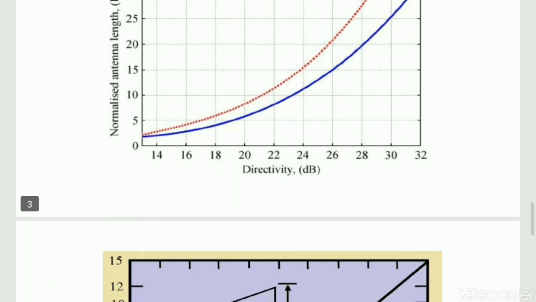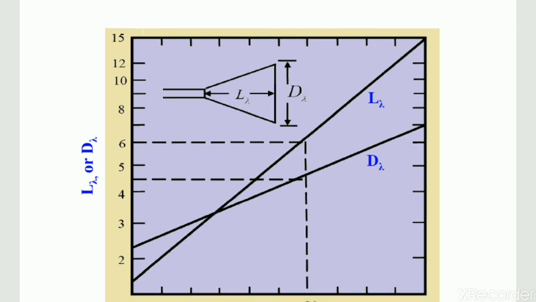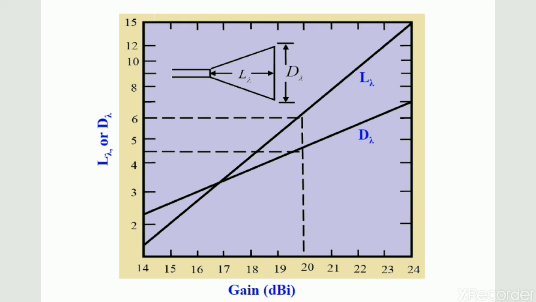So the next graph again shows the relation with capital L, which is the axial length. We can see it from this figure. One small geometrical figure is drawn in this plot, that is L lambda is the axial length or flaring length, and d lambda is the diameter of aperture or the diameter of cross section. We have seen these formulas earlier in this video.